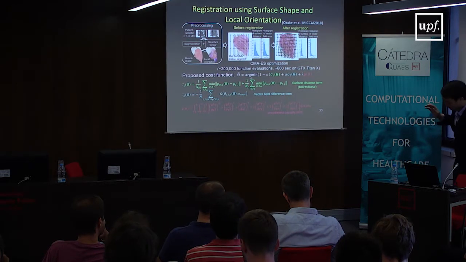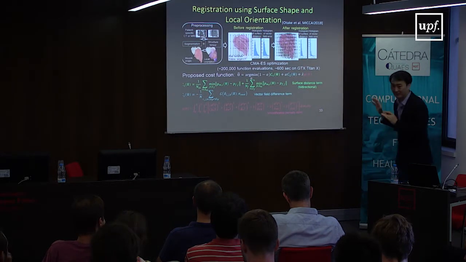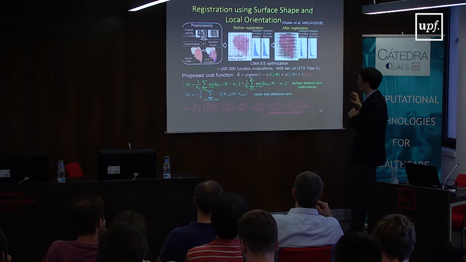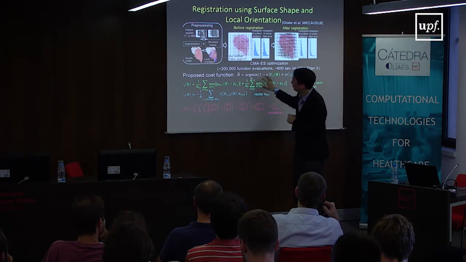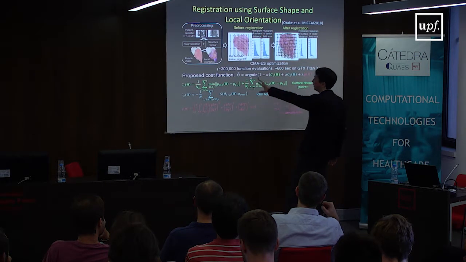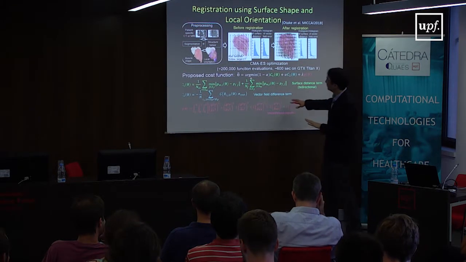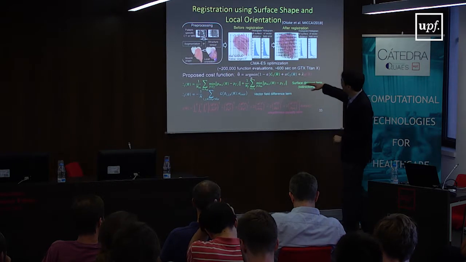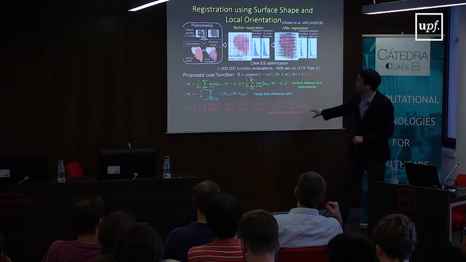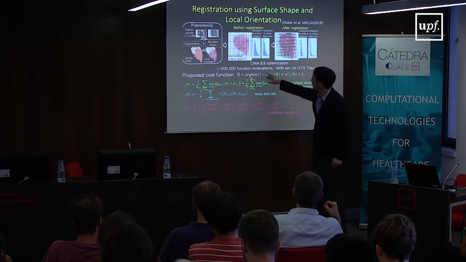So this is our MICCAI paper this year. Sorry, it's a bit of a cluttered slide. But basically, we proposed one cost function that includes both surface distance and vector field difference, so those two terms plus a smoothness penalty. This is our cost function that we minimize.